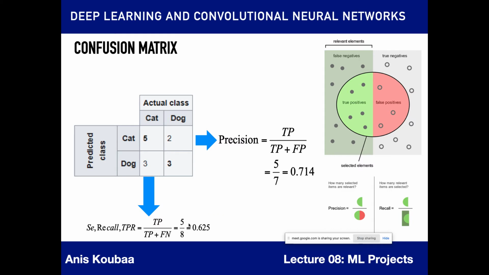This is for the recall, and this makes sense because look, among 3 instances of dog, it thinks that it is a cat. So it was not able to recall it correctly for the 3 instances of the dog. So when the number of false negatives increases, this will affect the recall performance.